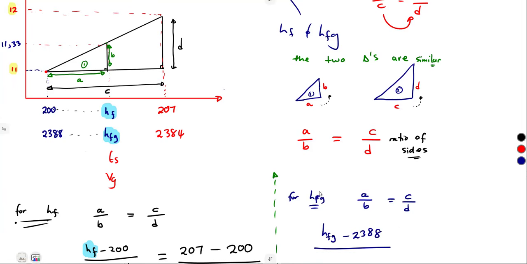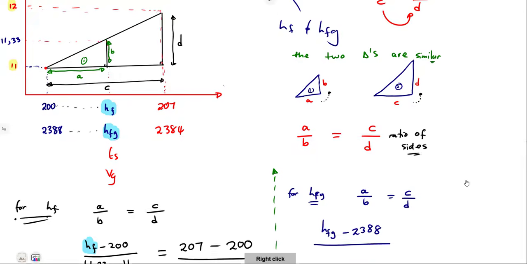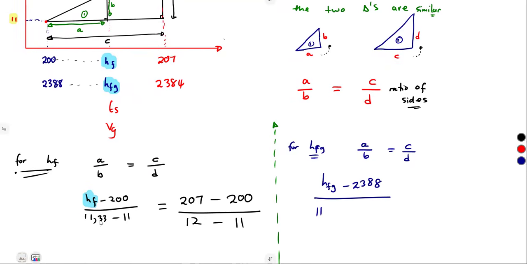2388 over what? B. Remember, B, guys, does not change for the pressures. So the difference between these two pressures, 11,33 and what? 11. The difference between those two pressures, that is the part of B. So it's 11, just like what we had here. 11,33 minus 11 is equal to C.